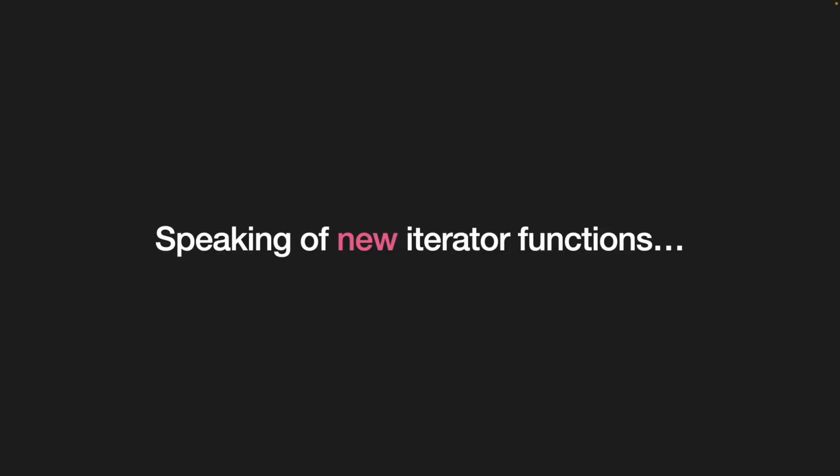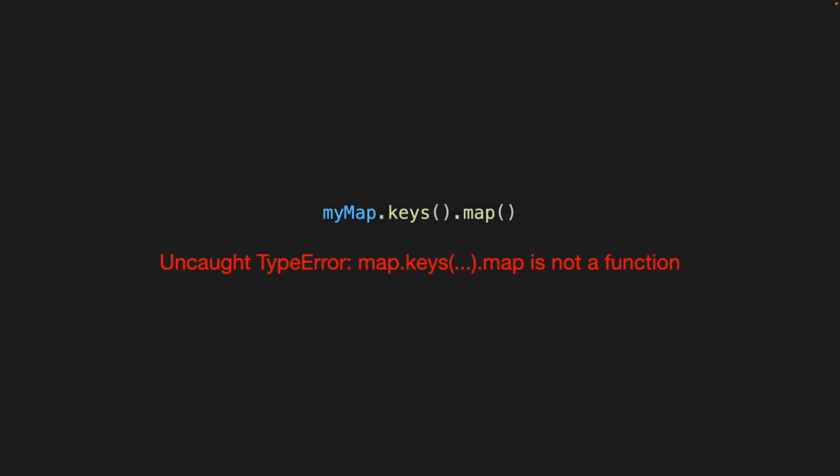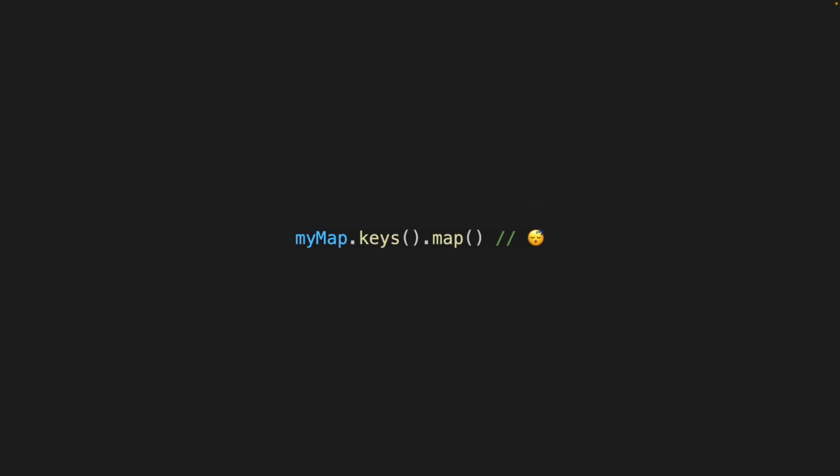So speaking of new iterator functions, remember this one. When I tried to use map and keys, it threw me an error. With the new features now, this is fine. I don't get the error anymore. But we have another foot gun because map is lazy and map won't do anything yet. So even though you can write this code and it won't throw an error, you still have to collect it to some array or something because otherwise it won't do anything.